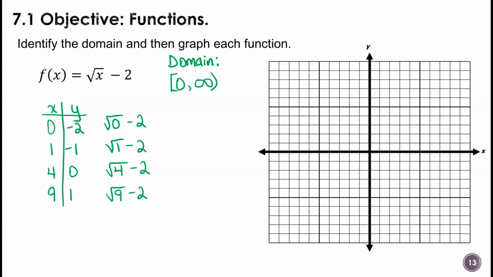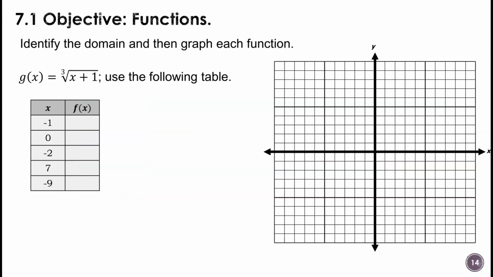And so our graph will look like this. I'm going to use a brighter color. 0, negative 2. 1, negative 1. 4, 0. And 9, 1. So this has some curve, but it's kind of a slow curve. It doesn't curve quickly. All right, and that's it for this one.